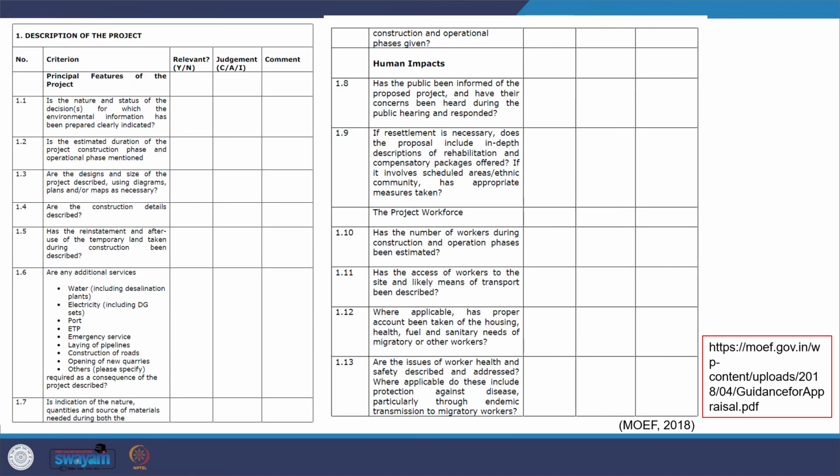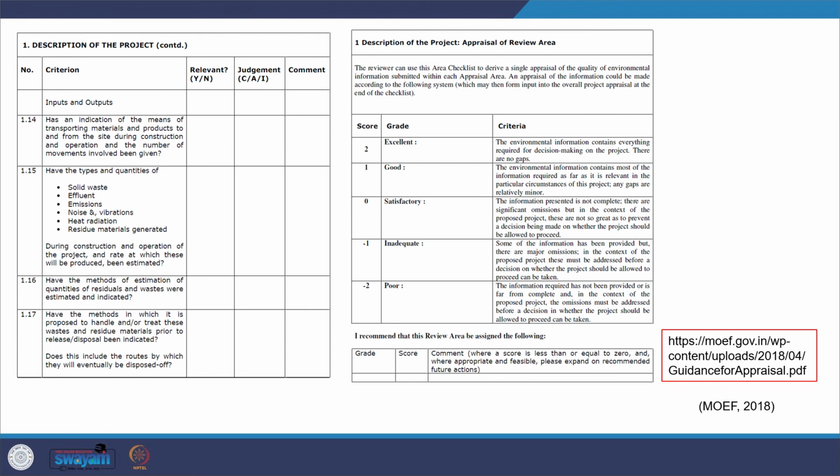In our scenario, we use the checklist: description of the project, and parameter by parameter they would see whether it is relevant, yes, no, judgment, and comment. So they would make these comments. You can have a look at this checklist. It is a complete checklist. I've snipped it for you from the website, and we'll share it with you.